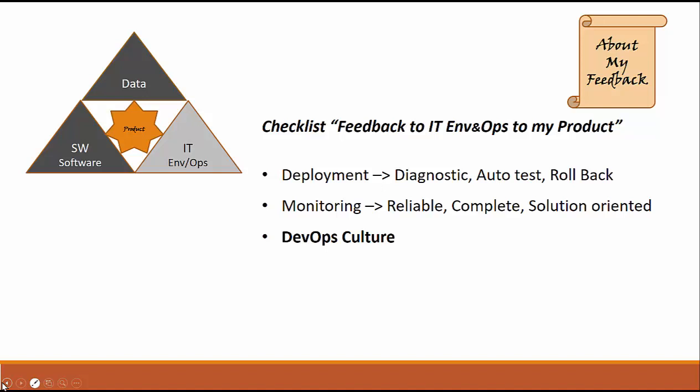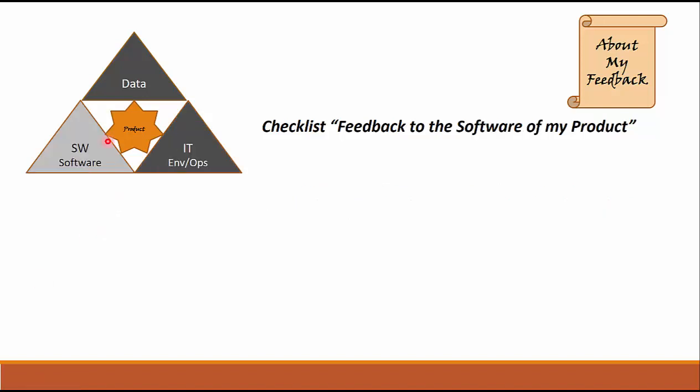So you should really cultivate the DevOps culture. That means also that the dev is available for the ops, and the ops is providing feedback to the dev to improve the whole thing, to be really in the DevOps culture of collaboration. Now we are already at the third topic, which is the software part, and let's continue here with a checklist of feedback related to my software.